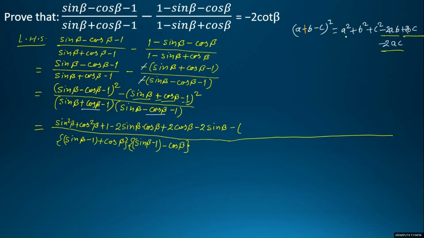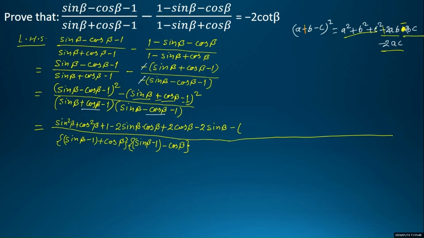A square plus b square plus c square is same. Then 2ab, here a is positive, b also positive, it will be plus 2ab. Then 2bc, b is positive, c is negative, so it will be minus 2bc. And finally a is positive, c is negative, it will be minus 2ac only. Only two signs are changed. Sign of 2ab was negative, it will be positive now. Sign of 2bc was positive before this, now it will be negative.